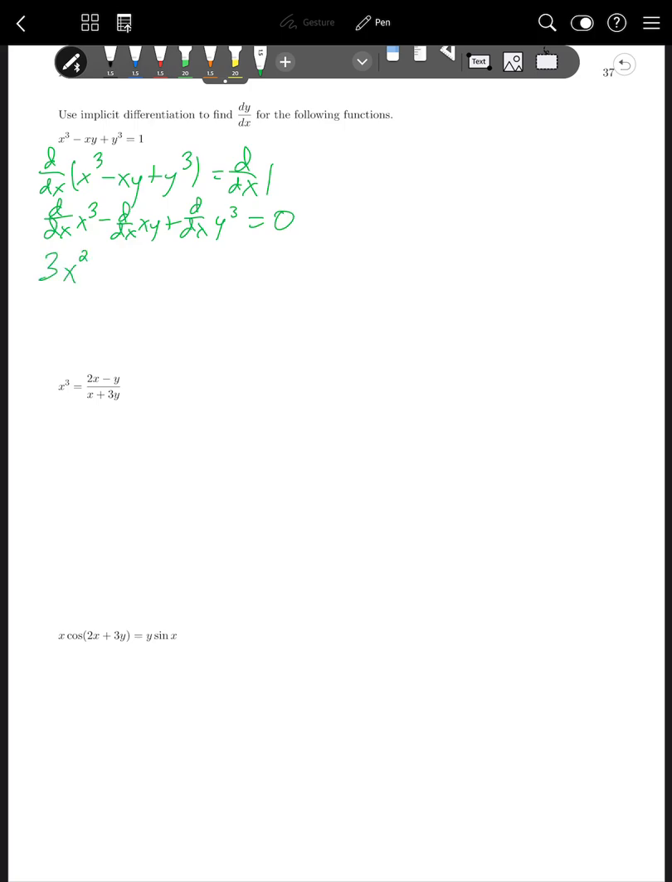In the second one, I have a product, so I need to use the product rule. So the product rule tells me that I'm going to take the first thing times the derivative of the second thing plus the derivative of the first thing times the second thing. And then we need to do the derivative of y cubed with respect to x. Well, these variables don't match up, the x here and the y here. So that means I'm going to have to use the chain rule.